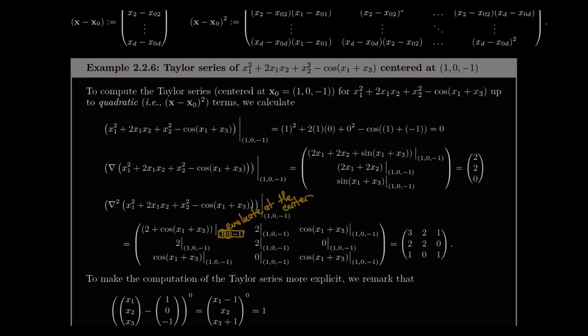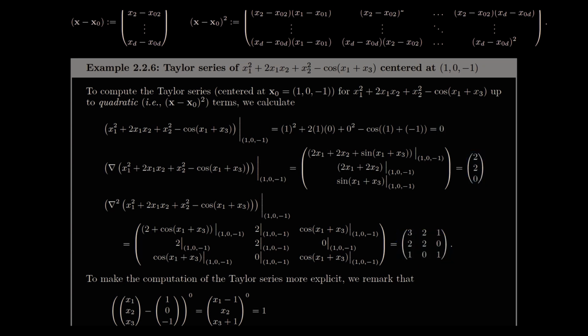x1 is 1, x2 is 0, x3 is negative 1. So x1 is 1, x2 is 0, x3 is negative 1. 2 plus cosine of 0 is 3. That doesn't even depend on anything, so that's just a 2. This is going to be cosine of 1 minus 1. It's just going to be 1. Go down here, doesn't depend on anything, doesn't depend on anything, doesn't depend on anything. They just come along for the ride. Here I've got cosine of 1 minus 1, which is 1. Here I've got 0. Here I've got cosine of 1 minus 1, which is 1. And so there I've computed all of my first 3 tensors of my scalar field, the first 3 derivatives of my Taylor field, or I guess the 0th, first and second derivative.